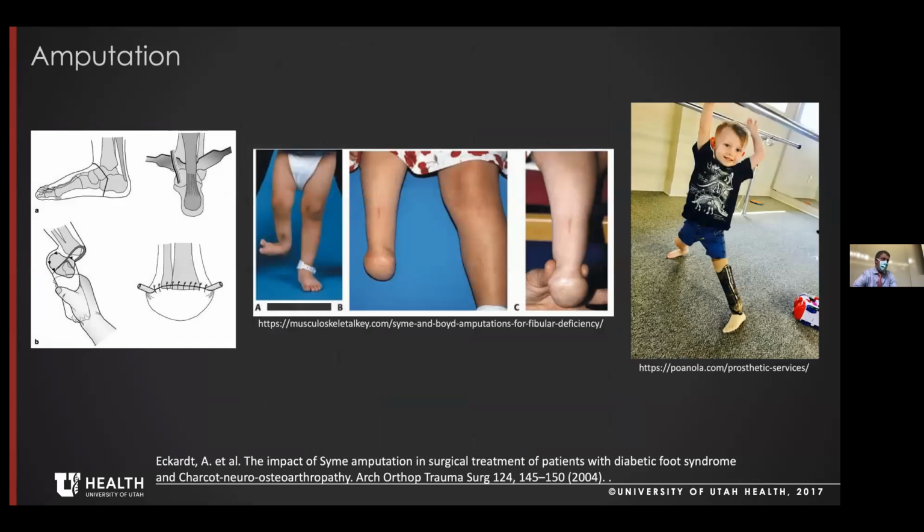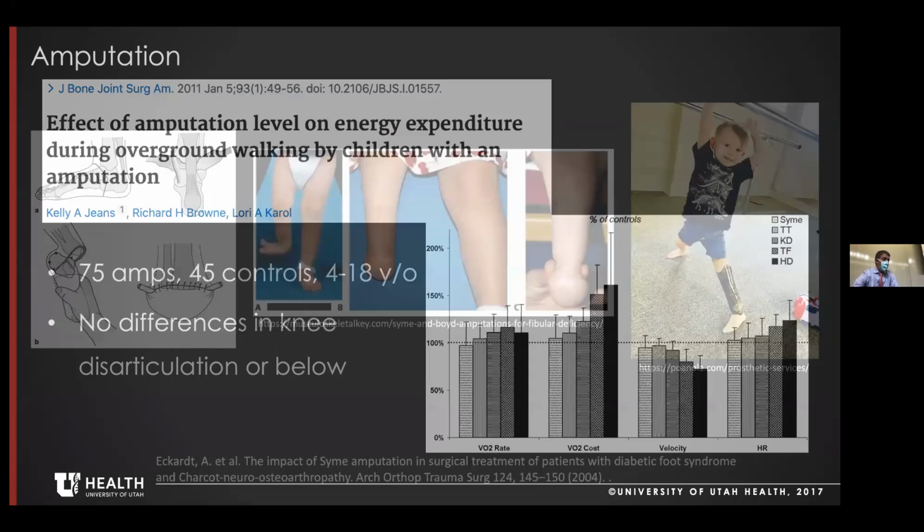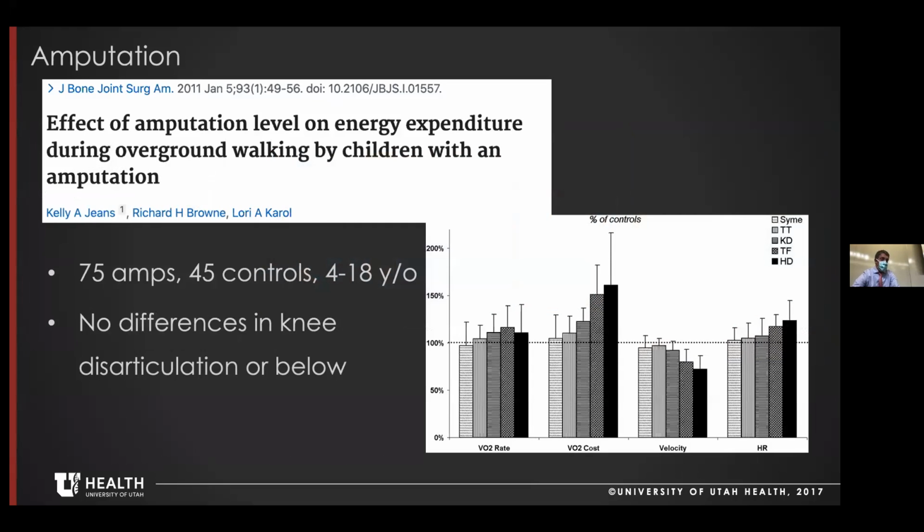The amputation option, so this is typically a Syme amputation where the foot is removed distal to the ankle joint, but the heel pad is preserved for weight bearing. And this can take a severe foot deformity and create a painless, stable weight bearing surface that also fits really well into a prosthesis. Children with this amputation seem to do pretty well.